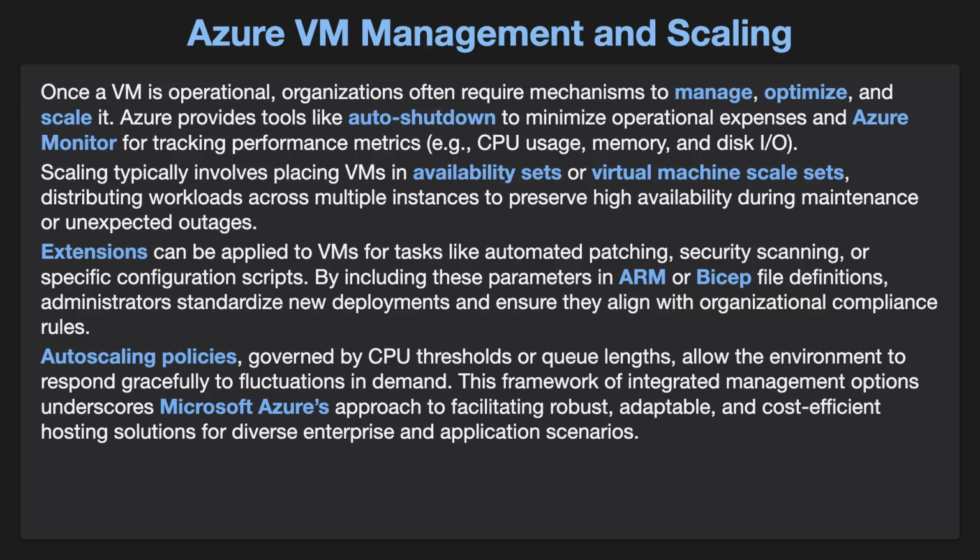Extensions can be applied to VMs for tasks like automated patching, security scanning, or specific configuration scripts. By including these parameters in ARM or Bicep file definitions, administrators standardize new deployments and ensure they align with organizational compliance rules. Auto-scaling policies, governed by CPU thresholds or queue lengths, allow the environment to respond gracefully to fluctuations in demand. This framework of integrated management options underscores Microsoft Azure's approach to facilitating robust, adaptable, and cost-efficient hosting solutions for diverse enterprise and application scenarios.